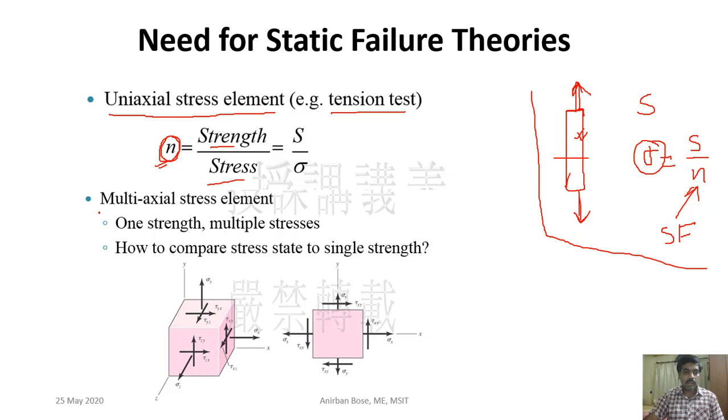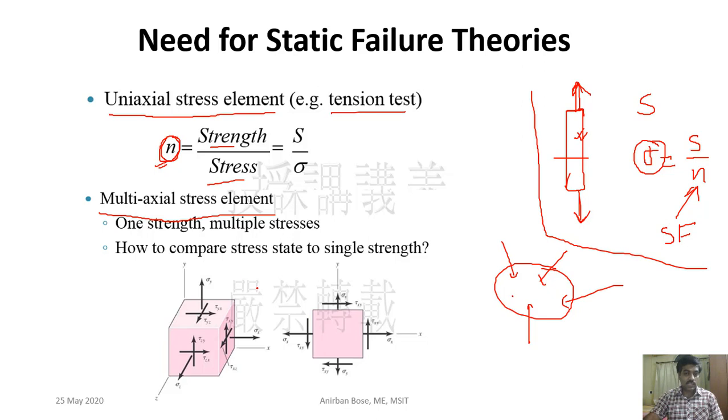Now consider a multi-axial stress element. In the practical situation, as you have already seen, a machine component has a complex kind of shape and is subjected to a complex kind of loading. That means combined loading, different kinds of loading that we have seen, all in a combined form. So because of this combined loading and a complex shape, at a particular point the stresses in general will be the general state of stress. Okay, so here you can see the general state of stress is possible.